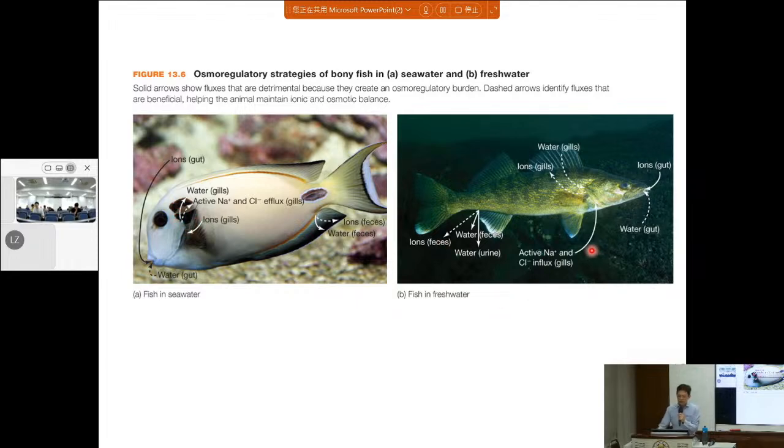In contrast, freshwater fish have a different challenge because they tend to gain water and lose ions. So they drink very little water, but they need to actively take up ions from the gill, and they need to produce a huge volume of urine to decrease the water content inside the body.